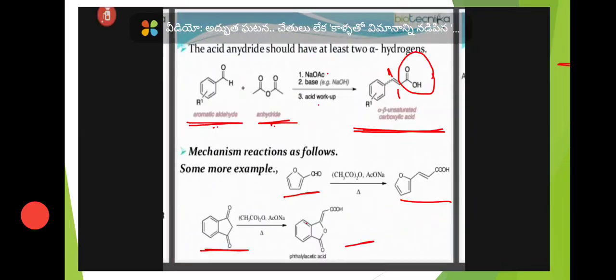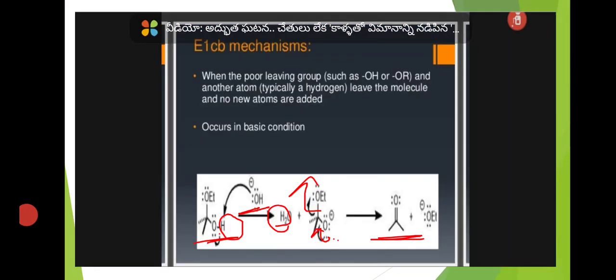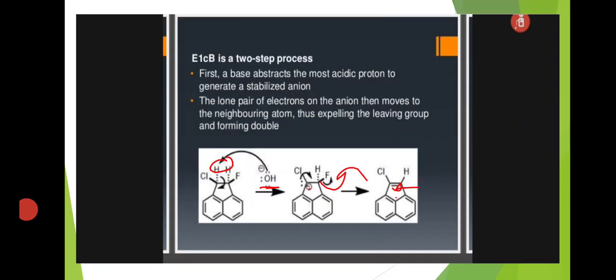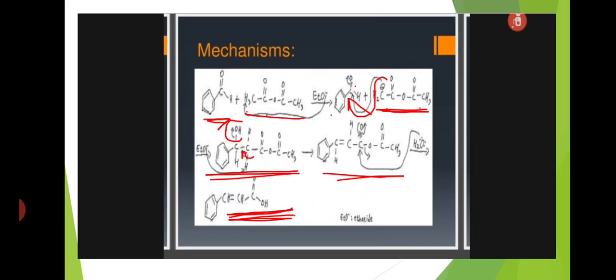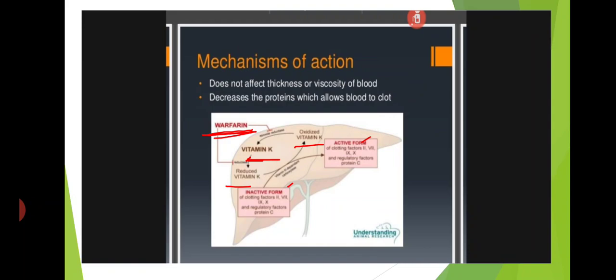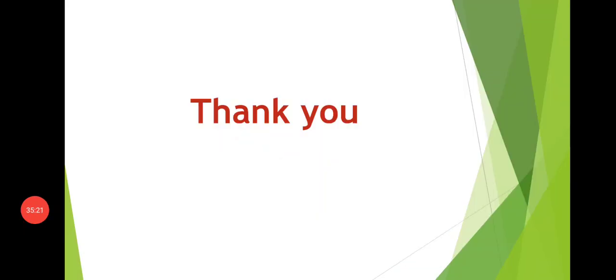First, what is Perkin reaction and its mechanism? For example, benzaldehyde reacts with acetic anhydride and forms cinnamic acid, and we have discussed the mechanism also, and we have completed the applications of Perkin's reaction also. Okay students, hope you understood. Thank you.